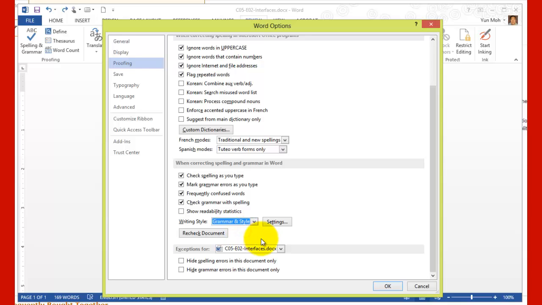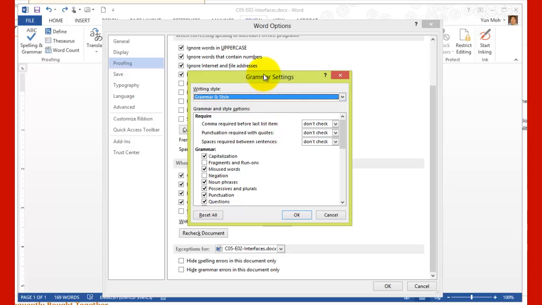What do I mean by styles? There are some suggestive ideas, such as, try not to use passive voice; instead, use active voice, and that sort of thing. That's a style. So let's go ahead and click on settings and see what it means.